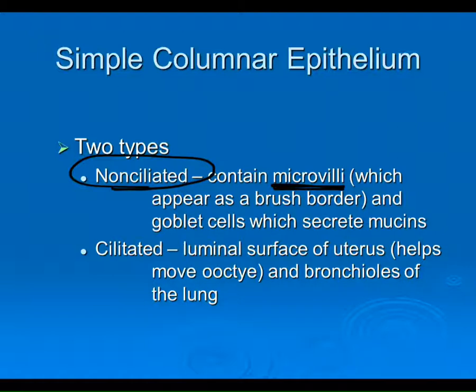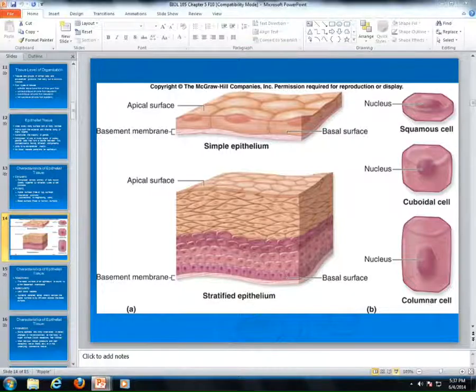Now there are some simple columnar that have cilia associated with them, and those we'll find in the uterus and in the fallopian tubes, the cilia help to coax the egg down the fallopian tube. Also, you'll find this type of ciliated epithelium in the bronchioles, in the air passages. Again, that cilia trying to keep particles from getting down into the tissues.